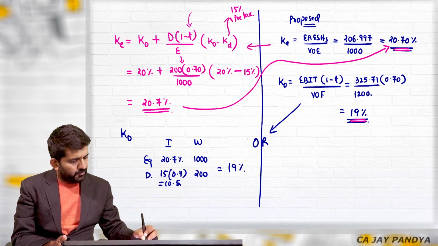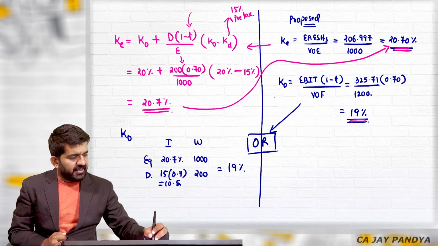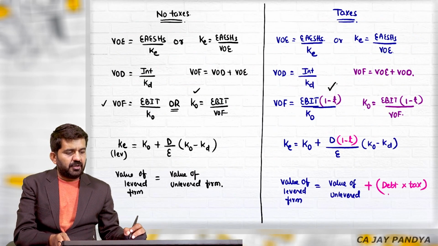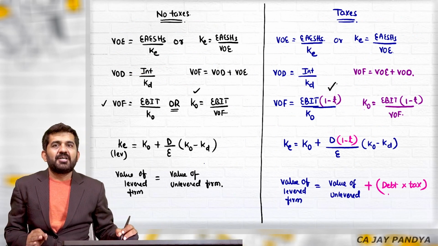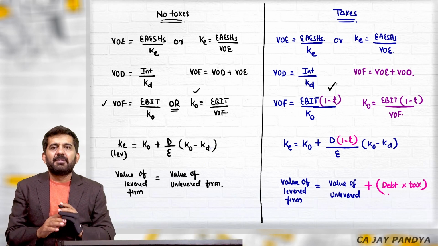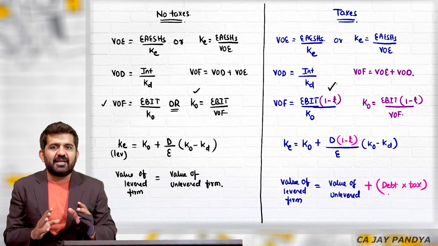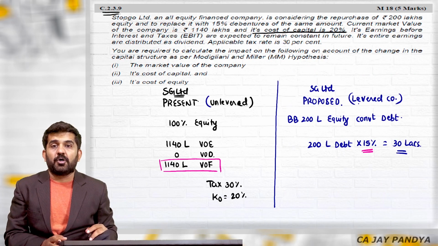Alternate method to find out KO: sigma IW divided by sigma W. You can directly use this formula to find out KO. Very important, without the taxation and with the taxation, is this chart. This should be understood at any point of time. Once you understand this, believe me, solving the questions of Modigliani Miller will be child's play. This should be all for Modigliani Miller, and this is all for capital structure.